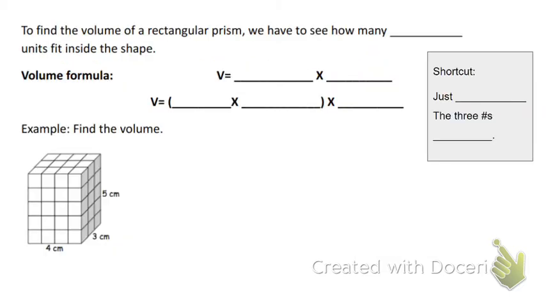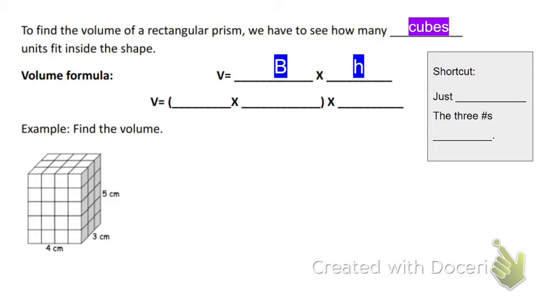To find the volume of a rectangular prism, you have to see how many cubes fit inside the shape. We will be doing this with measurements, and there is a formula that tells us how to do this. On your formula chart, it says V equals big B, so capital B, times H. Big B just represents the area of the base. It's a little more confusing, but it's actually really simple when you put it into practice.